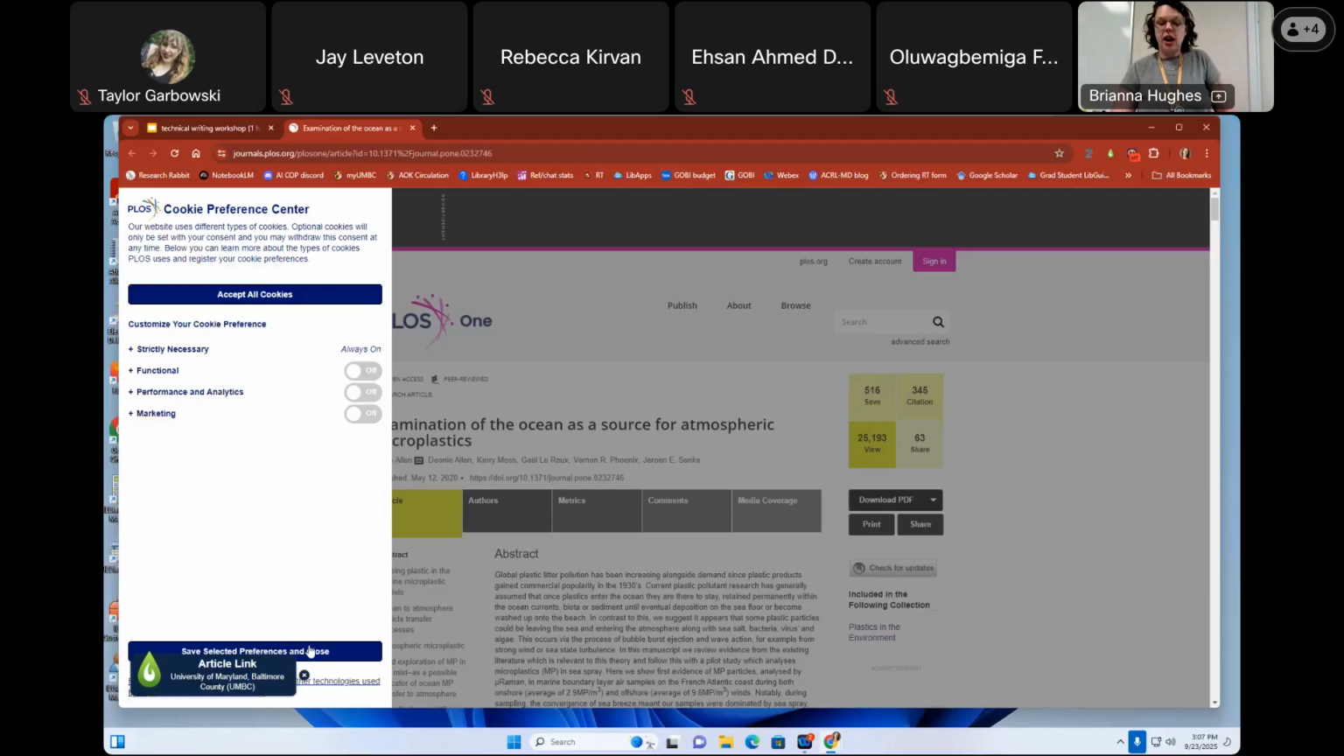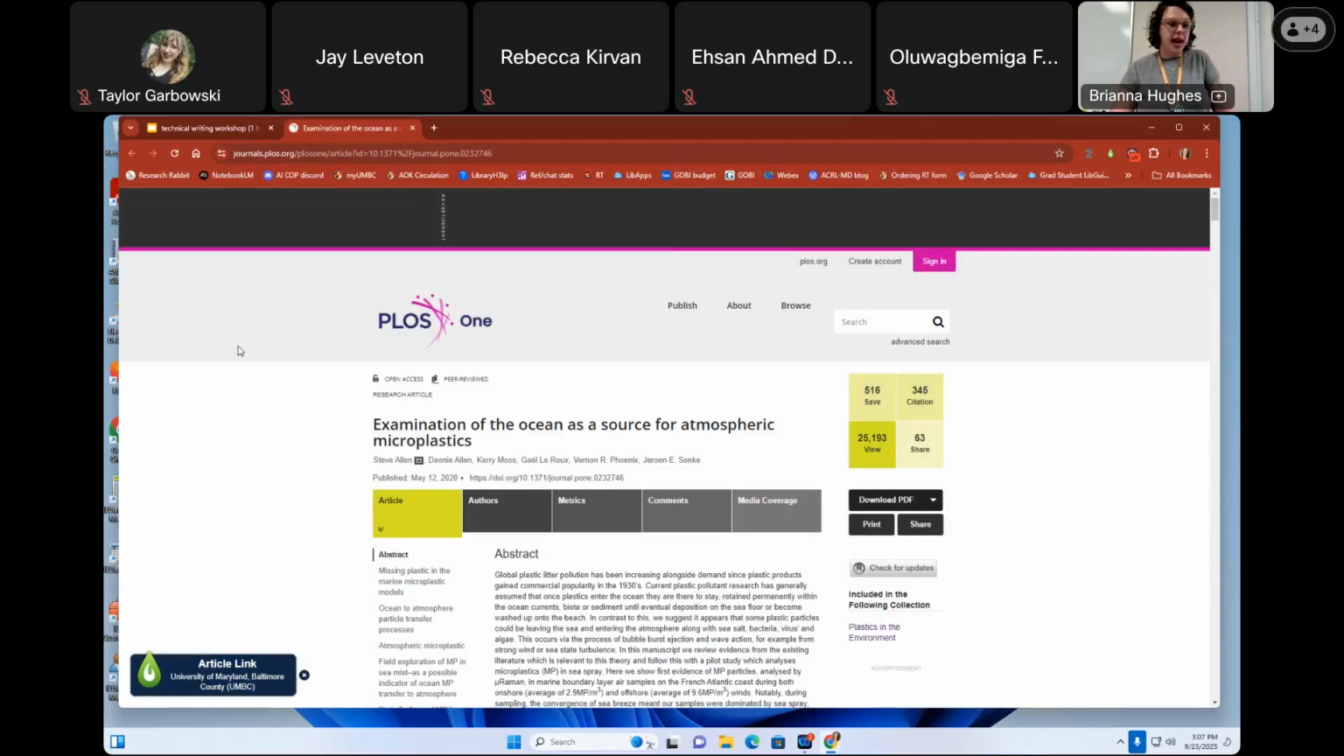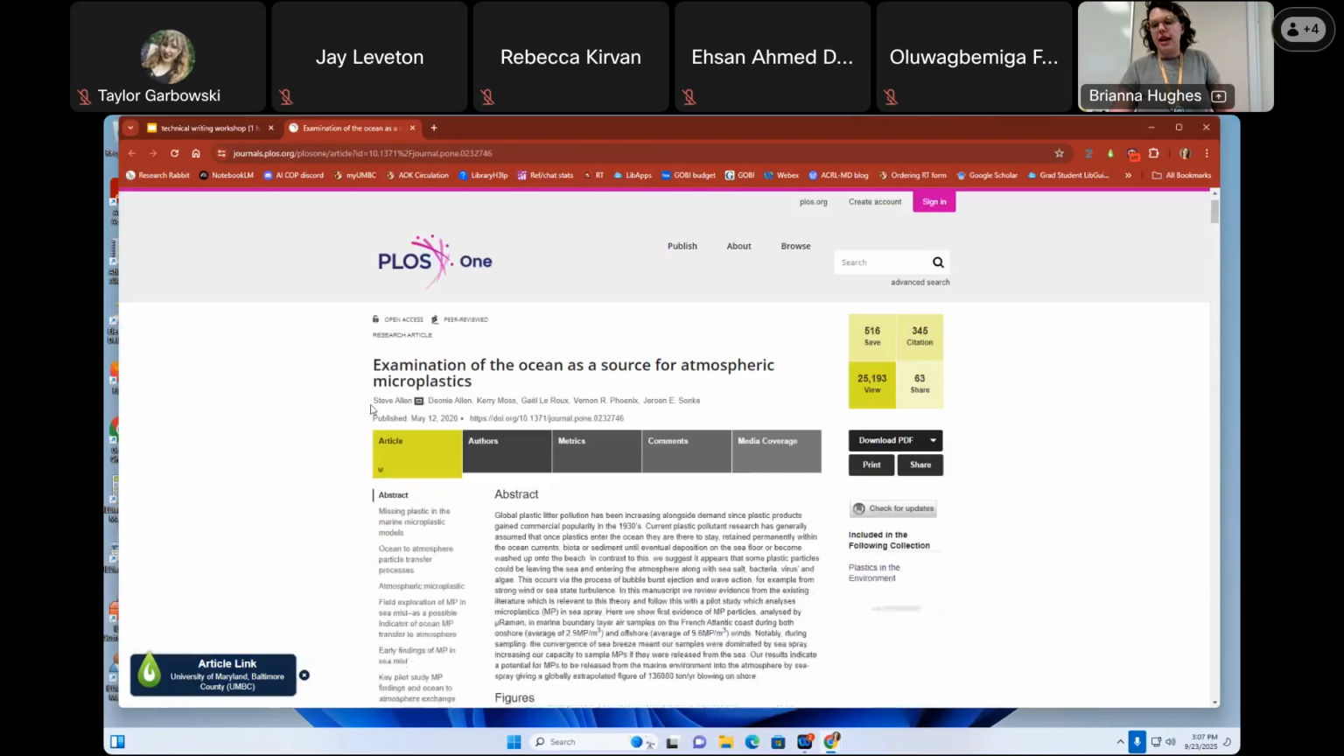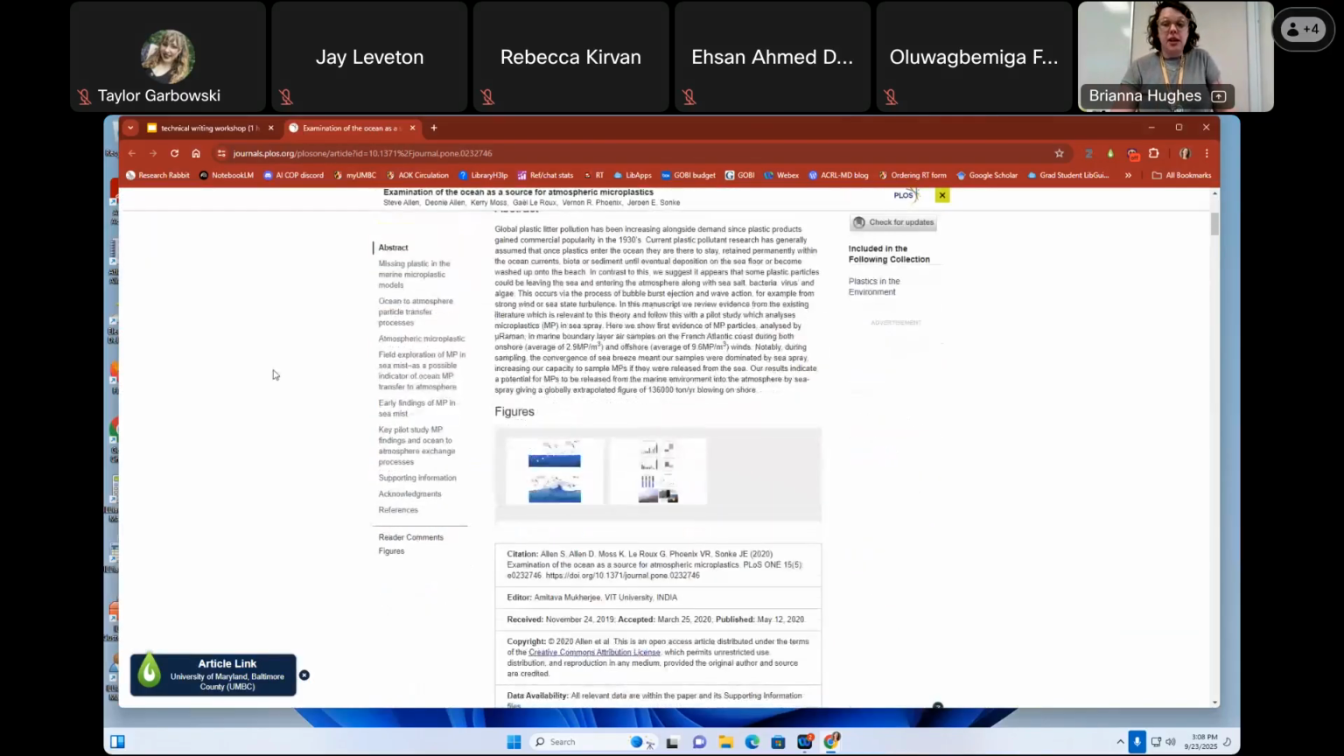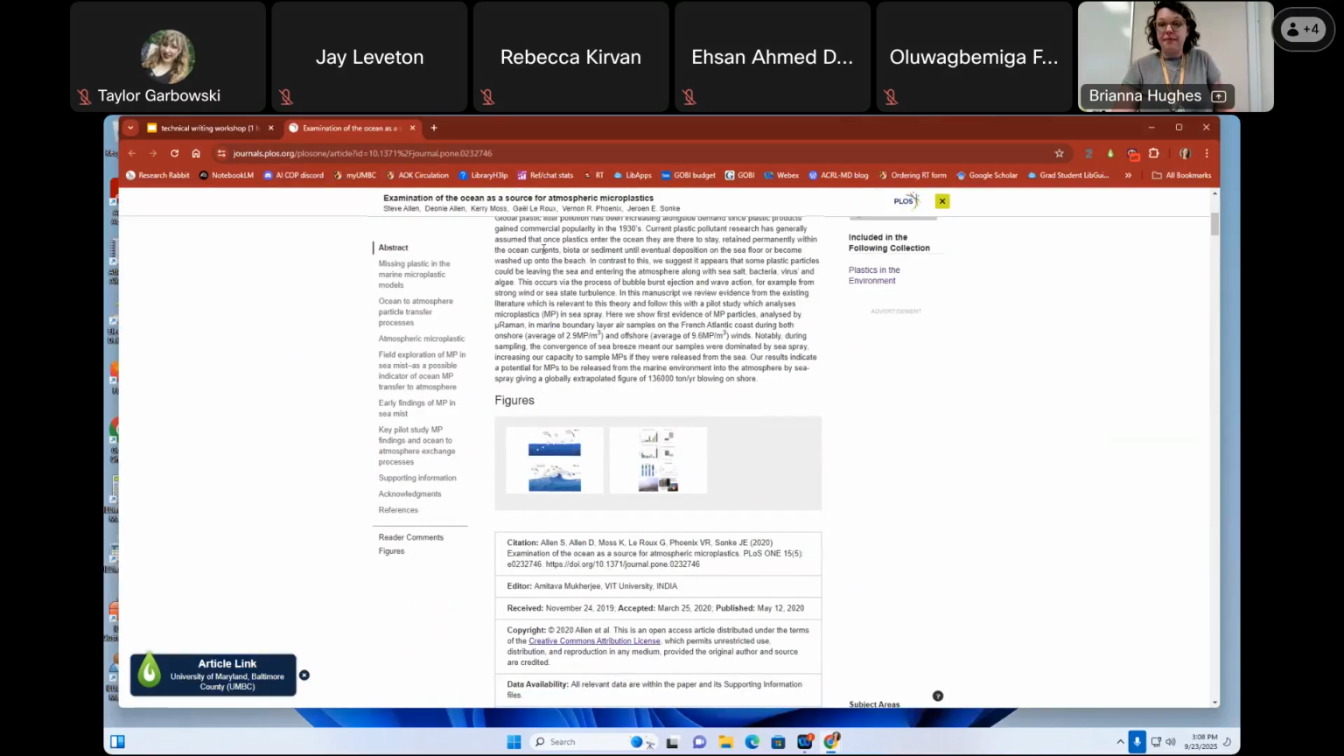So this is an article from an open access academic database. And it's an examination of the ocean as a source for atmospheric microplastics. A very standard academic article, peer-reviewed article. We've all seen hundreds of these probably at this point. But it is a type of technical writing.